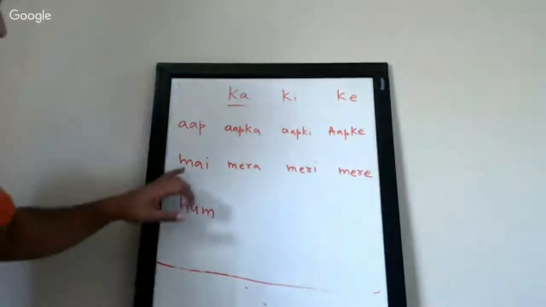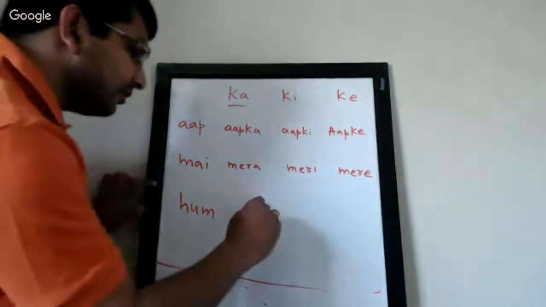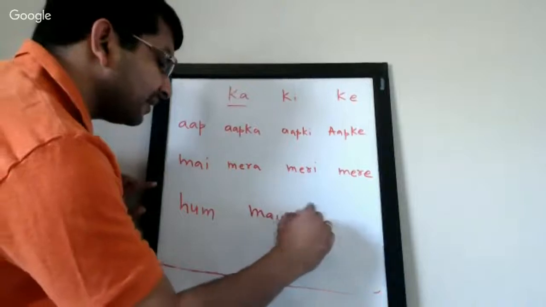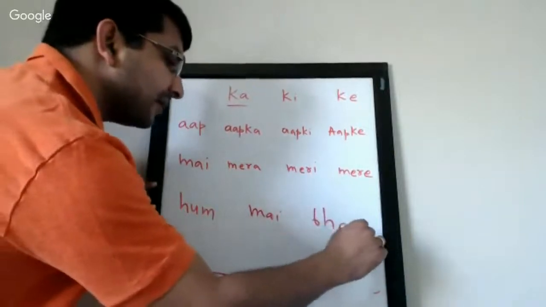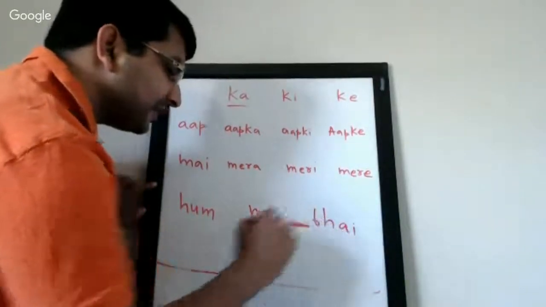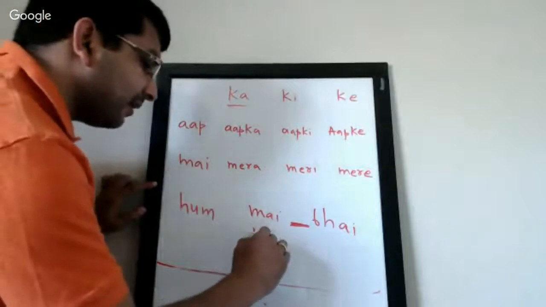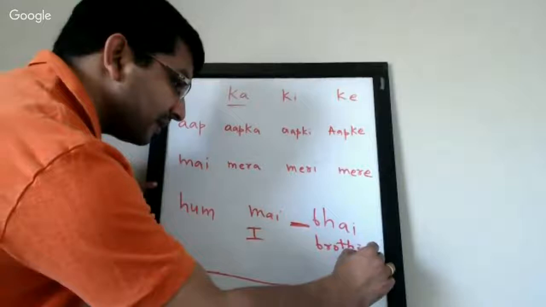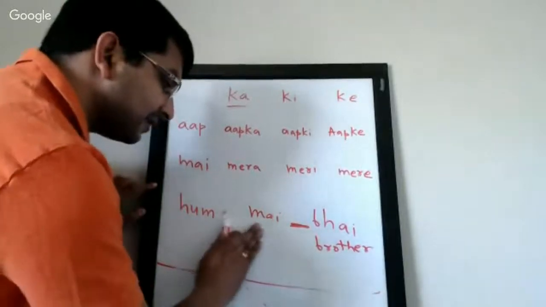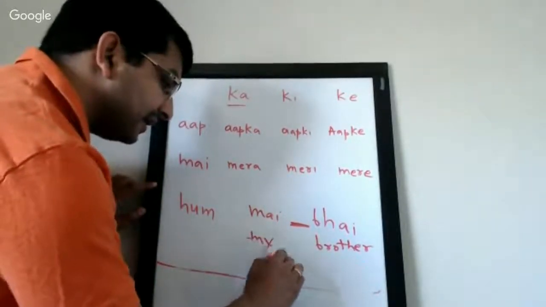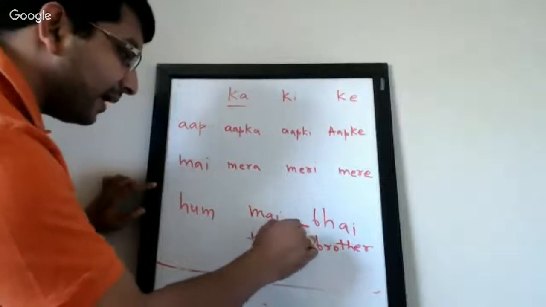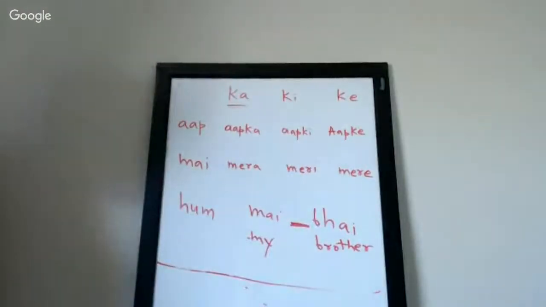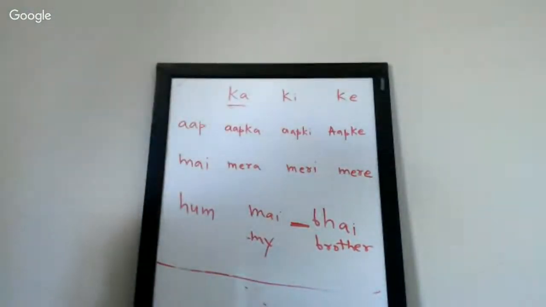You don't say main bhai, because you have something missing here. If I just say "I brother," it won't make sense in English either. You say "my brother." And in Hindi it would be main plus ka, so it will be mera.